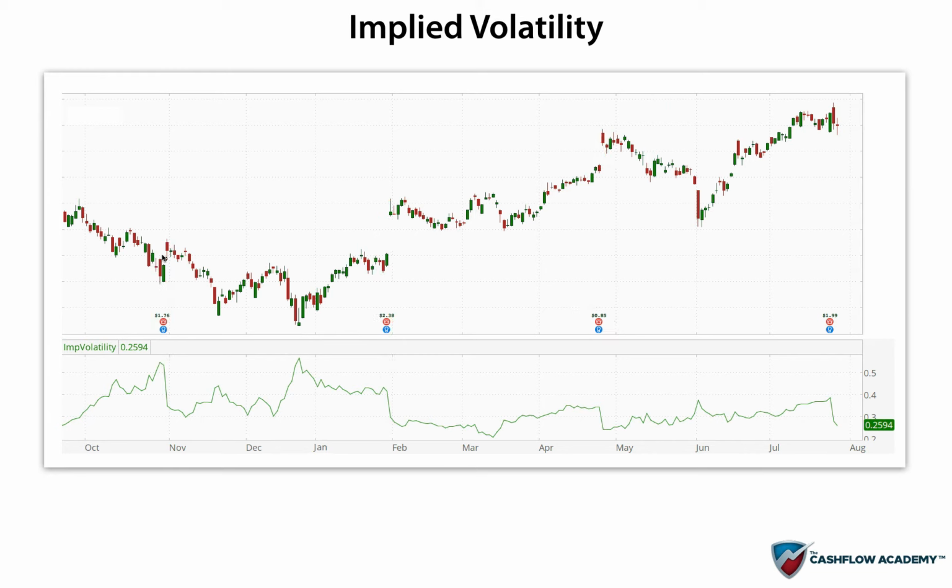I should draw that better. Here's the corporate action, and here's the drop in volatility. Here is the corporate action followed by a drop in implied volatility. Here's a corporate action followed by a significant drop in volatility. And of course, here's a corporate action, another drop. So we can actually make money on these drops.